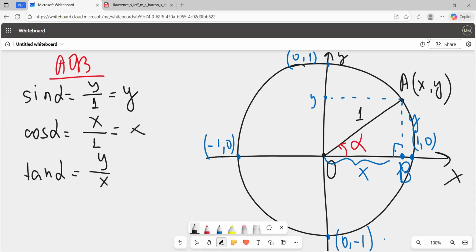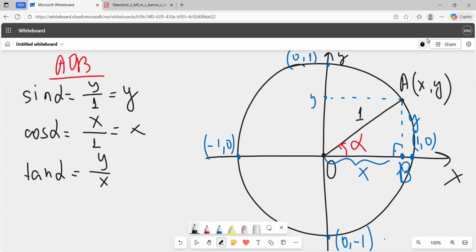Of course, we can see proof of some identities which we wrote above. For example, tangent is equal to sine divided by cosine. As you see, sine is y, cosine is x, and tangent is equal to y divided by x. Or x squared plus y squared is equal to 1. It means that sine squared alpha plus cosine squared alpha is equal to 1, and it's another proof of another identity.